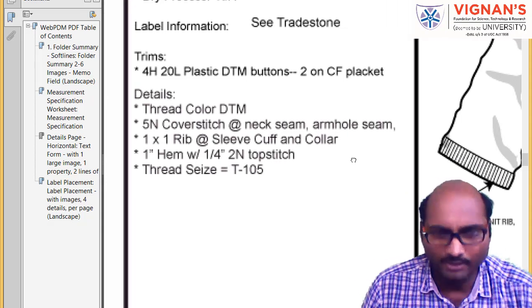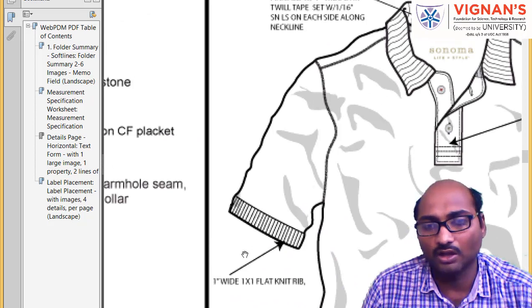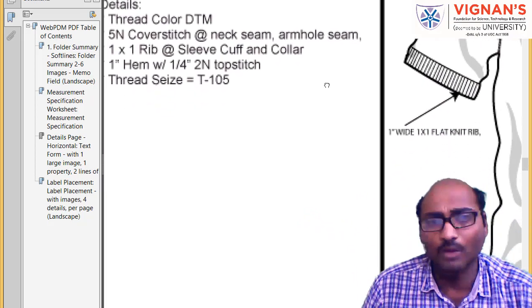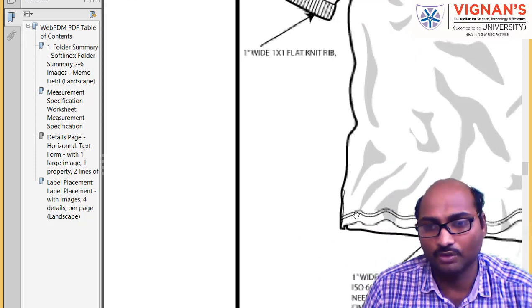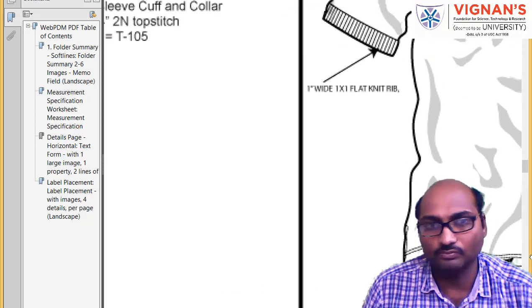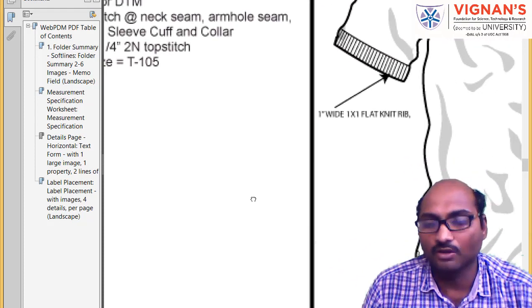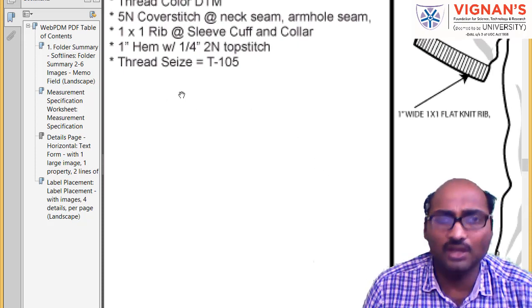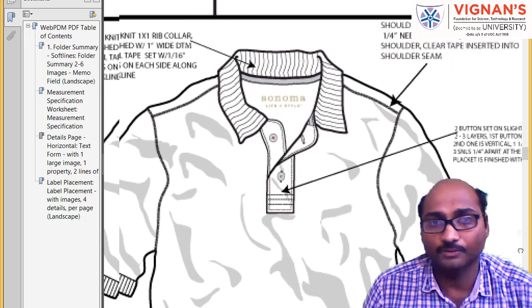So 1 up 1 down rib at sleeve, cuff and collar. Say this is this collar and this rib, both will be having 1 by 1 rib, and 1 inch hem with 1/4 inch 2 needle top stitch. See this one, right? This hem is having 1 inch hem and 1/4 inch distance, 2 needle top stitch should be done. And the ticket number of the sewing thread should be 105.